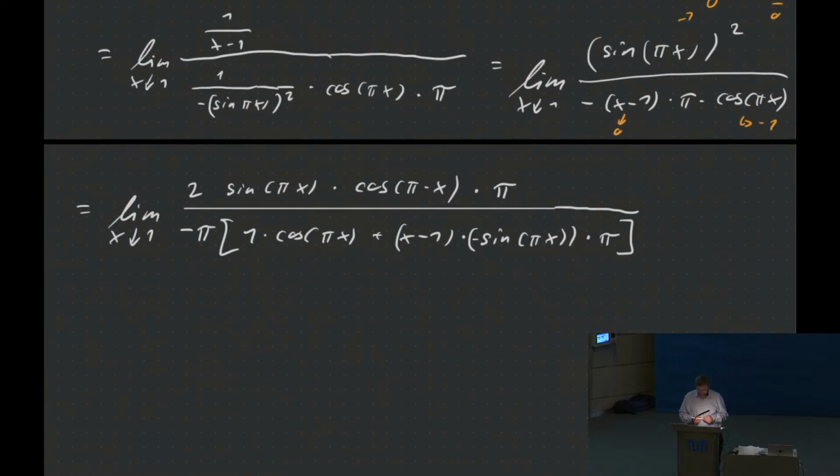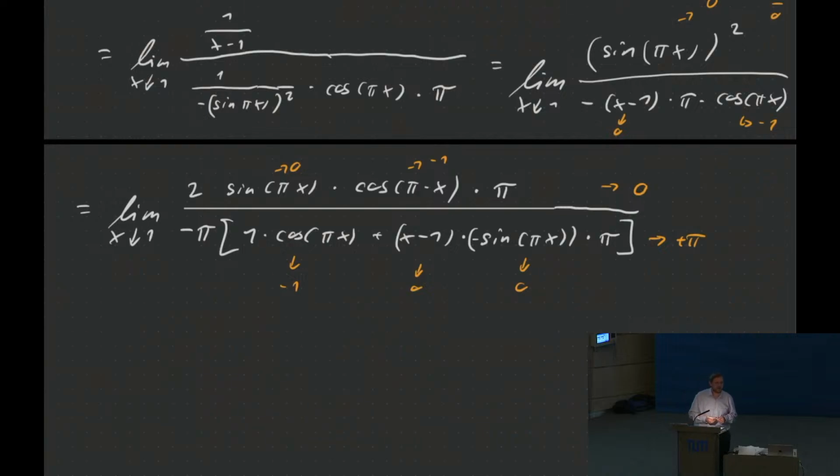And now what do we have? Well, let's see. Sine pi x, again, that goes to 0. The cosine goes to minus 1. So basically this whole expression goes to 0. For the denominator, we have a minus 1 here. This goes to 0. This goes to 0. So we have minus 1 times minus pi. So this goes towards plus pi.